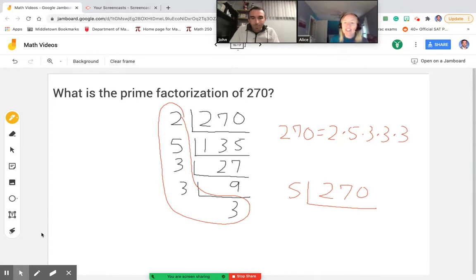So let's see, 270 is divisible by 5 times 54. 54 is an even number, so I'm going to say it's divisible by 2. 27 is divisible by 3. And 9 is divisible by 3. So I'm running out of room there, but you can see I do get the same answer. 5 times 2 times 3 times 3 times 3 equals 270.